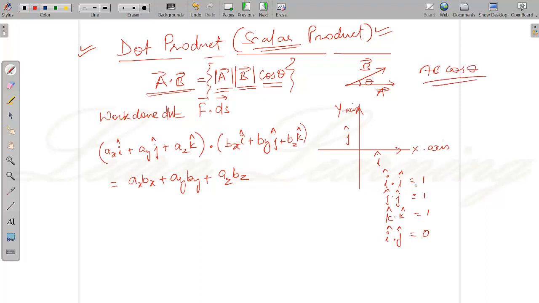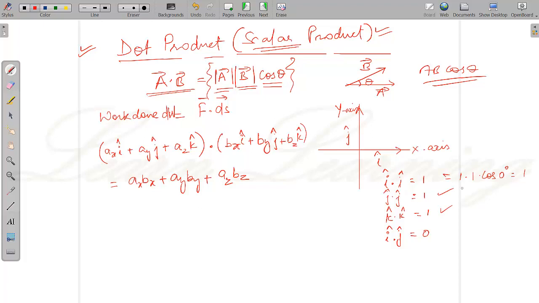Now, if you see it in terms of I cap and J cap, let's see what I dot I is. I dot I will be 1. How? The magnitude of I is 1, times the magnitude of I, which is again 1. What is the angle between I and I? That is 0, so that is cos 0, which equals 1. Similarly for J and K.